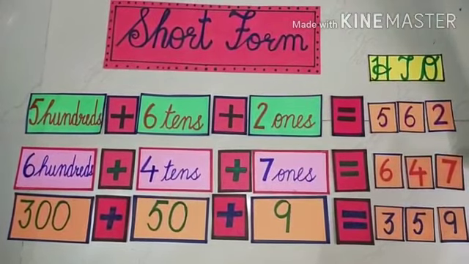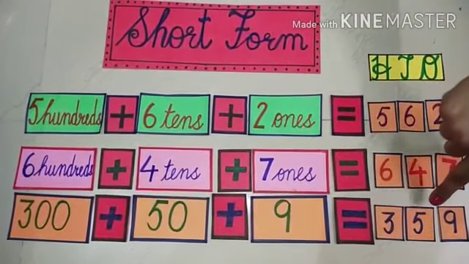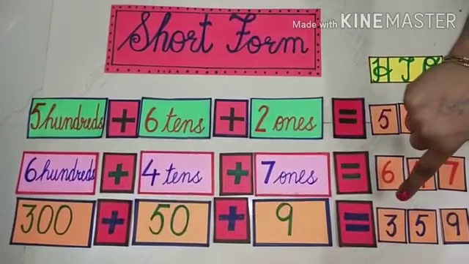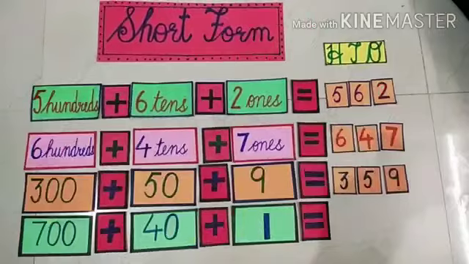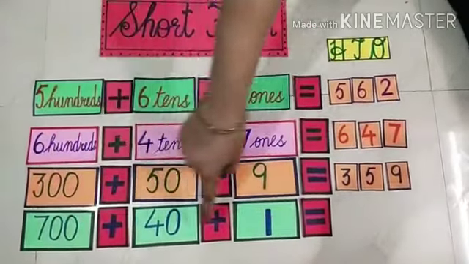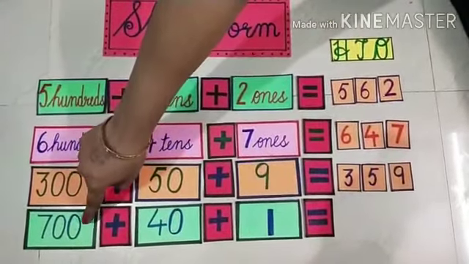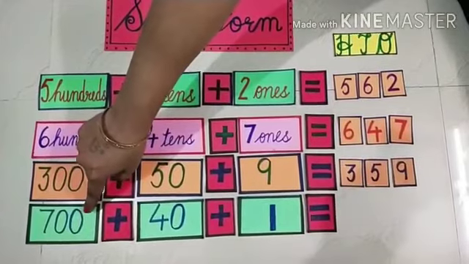How can we read this? 359. Now see one more example. Read this number. 700.